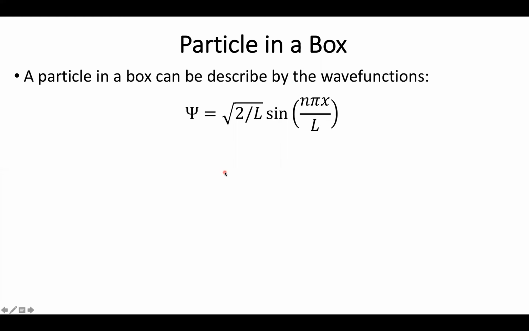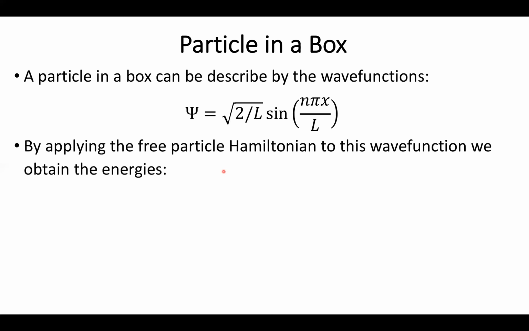Now here come our operators. We can start by applying our free particle Hamiltonian to the system. Again, this is just going to be negative h bar squared over 2m times the second derivative of our equation. When we do this, we're going to get, lo and behold, the same energy eigenvalue we did for a free particle, because it's the same Hamiltonian.